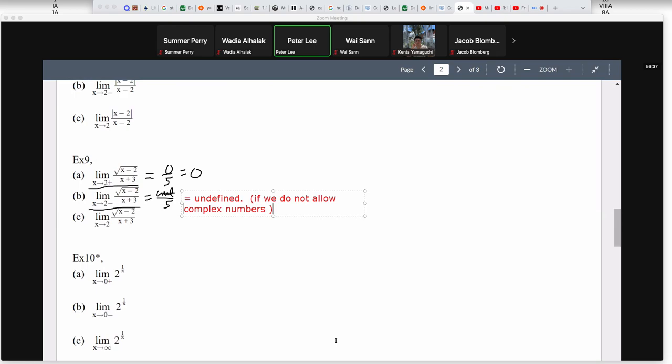And now, what is part C? Part C is a two-side limit, but the left side is undefined. So this one, therefore, has no choice. This one is equal to undefined also, because the left limit doesn't exist.